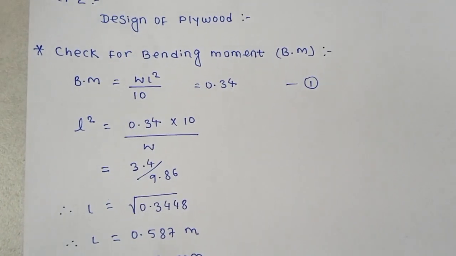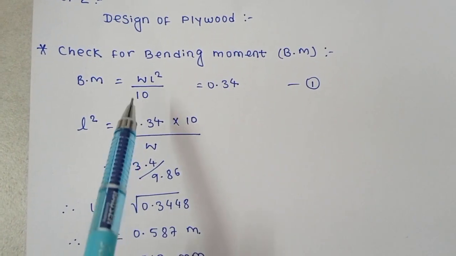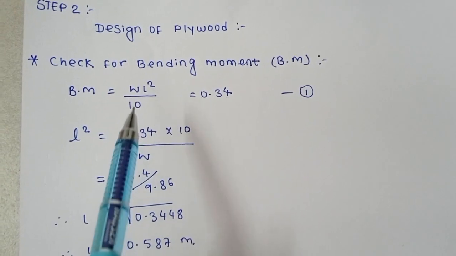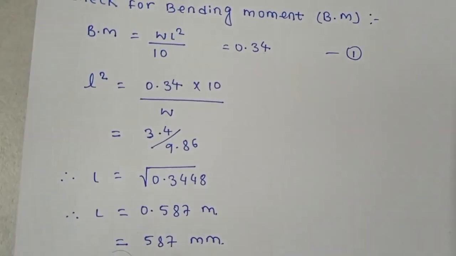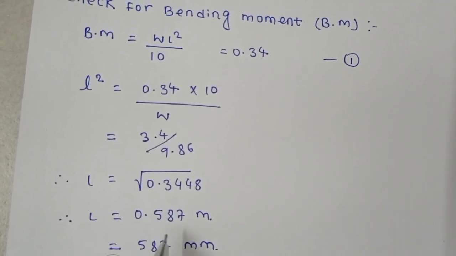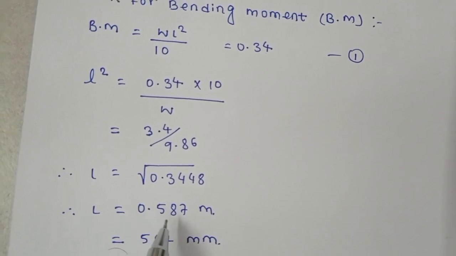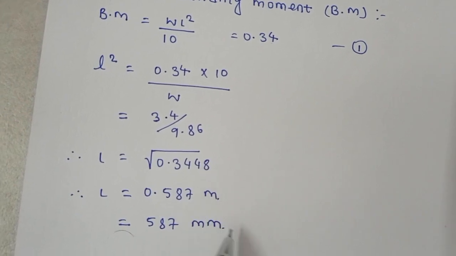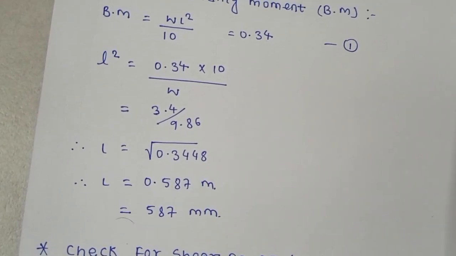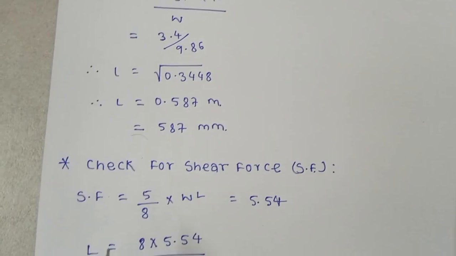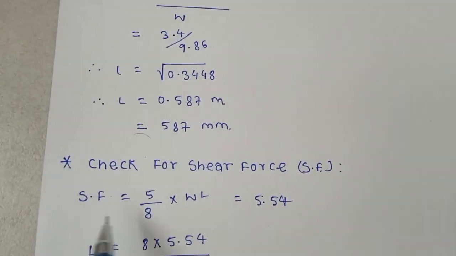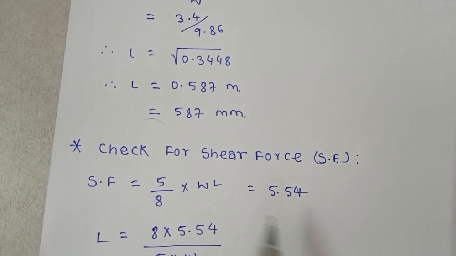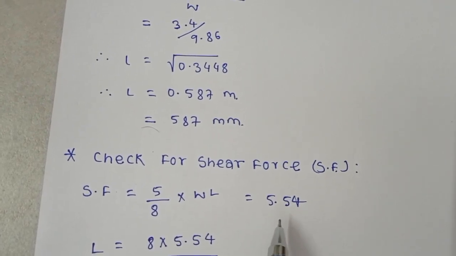So right now we just cross-multiply: L squared is equal to 0.34 into 10 divided by W. So we have got 0.587 meter, converted into millimeter by multiplying by 1000, which is 587 mm. Now check for shear force. This is the formula: 5 divided by 8 into WL, and shear force they have already given as 5.54.